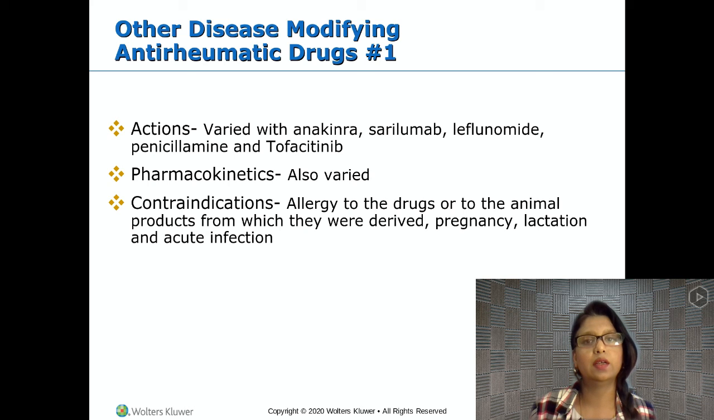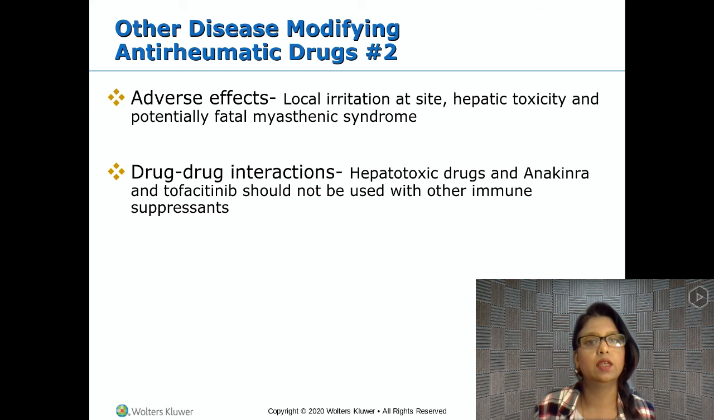Actions include a variety of these medications. Actions will vary with some other medications which are immune modulators. Contraindications: if a person is allergic to these medications, if they're pregnant, lactating, or have kidney or liver disorders, always double check. Adverse reactions are hepatotoxicity and local reactions. Drug-to-drug interactions: we want to make sure that they're not taking any other medication that could cause liver disorders.